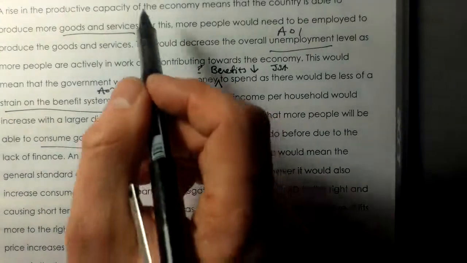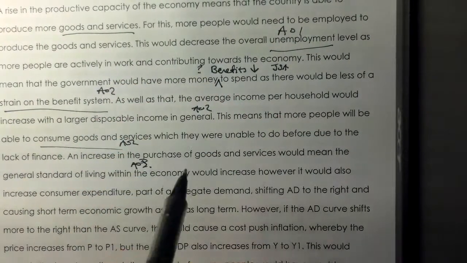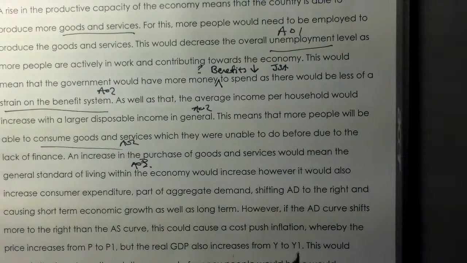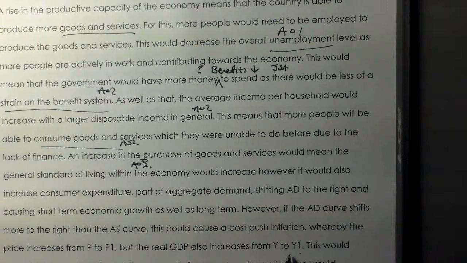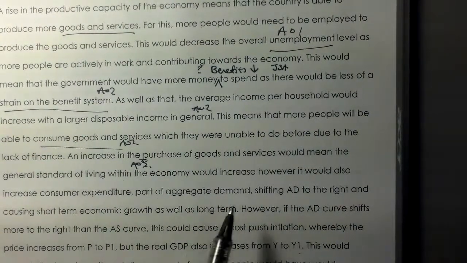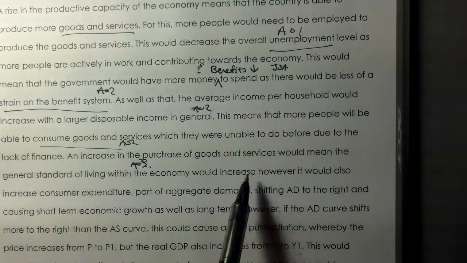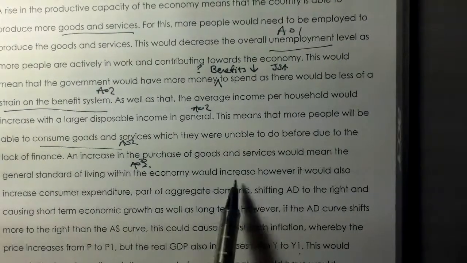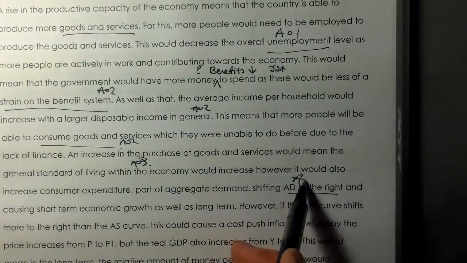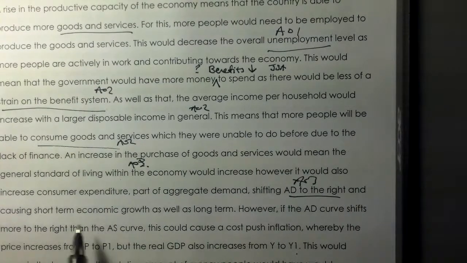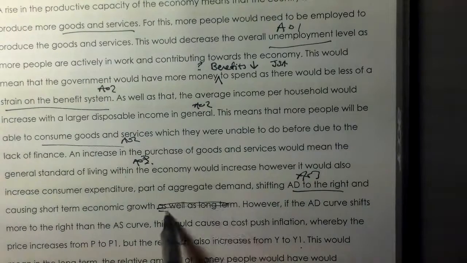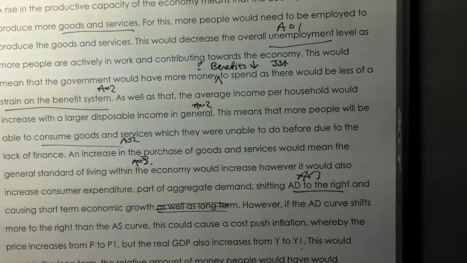What could be used at this point, or should be used, is an aggregate demand and supply diagram with the increase in aggregate demand and the Y on the Y-axis, which is going to be referred to in a second, highlighted. So we've got greater standard of living. This would increase consumer expenditure, shifting AD to the right. So we've got reference to the graph, AO3, causing short-term economic growth. I would save the long-term part for now, so just keep with aggregate demand.